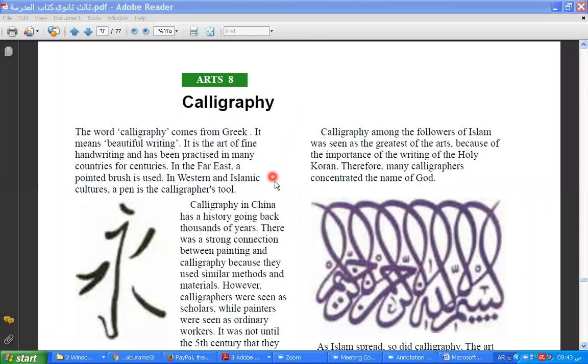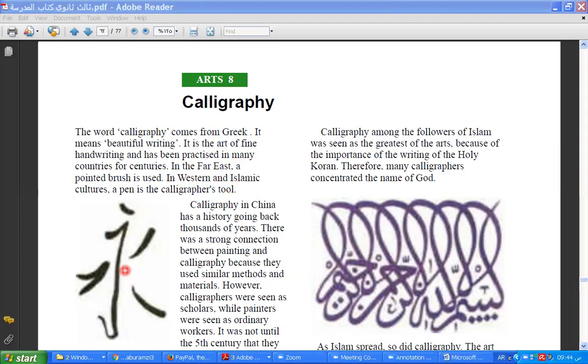This is an introduction. But they mentioned here that calligraphy is not like a new art. It has been practiced for many, many centuries, not years, a long time ago. But there's a difference between how calligraphy is practiced in the Far East and in the Western and Islamic cultures.